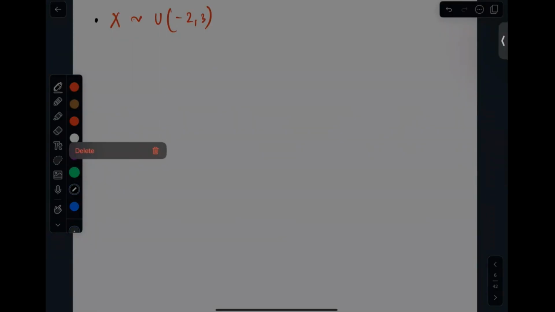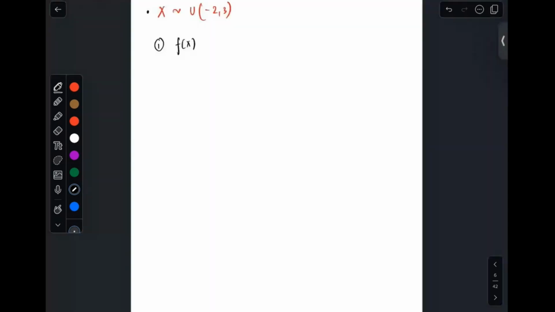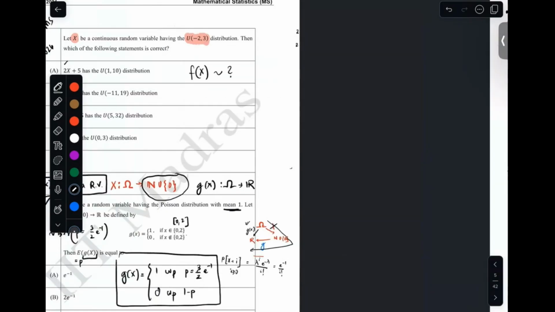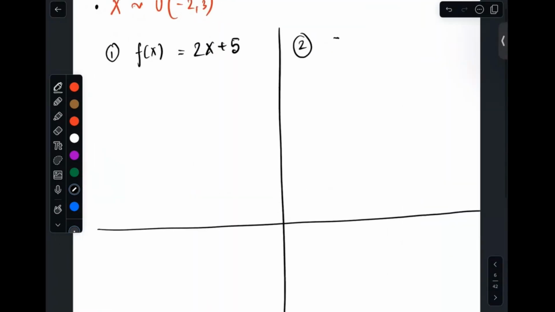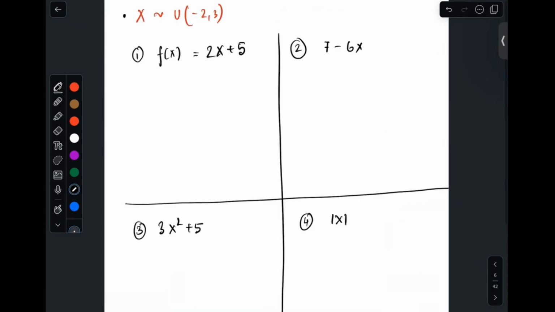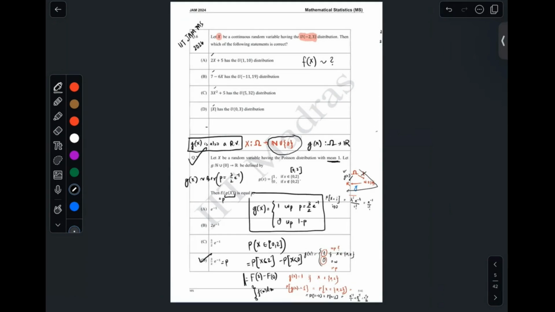And then the first option is f(X) equal to 2X plus 5. The second option is 7 minus 6X. The third option is 3X squared plus 5. And the fourth option is mod X. The question is how to find the distribution of each of these, whether they're uniform. So it's asked whether they're uniform or not, right?